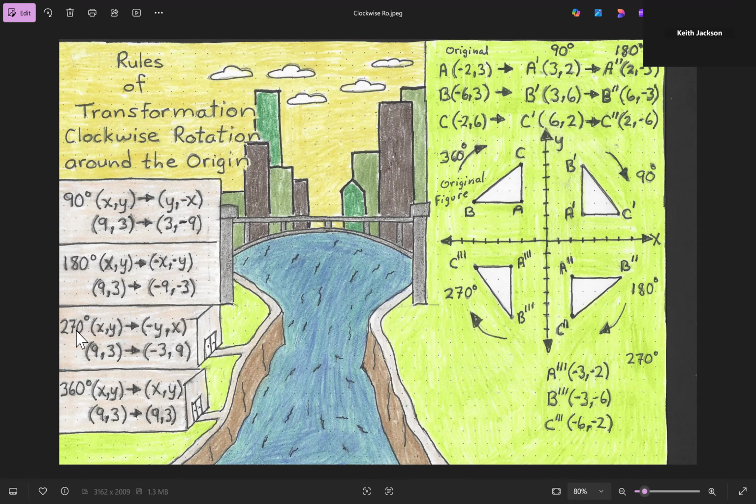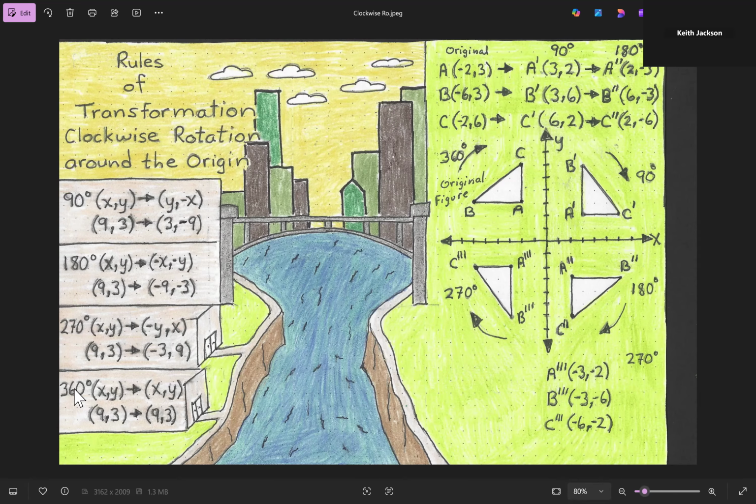And the 270-degree rotation of X, Y would switch again, but this time Y would be out front as a negative, and X would be the Y coordinate. So they would just switch positions. So what does that mean? 9, 3 would transform into negative 3, 9.